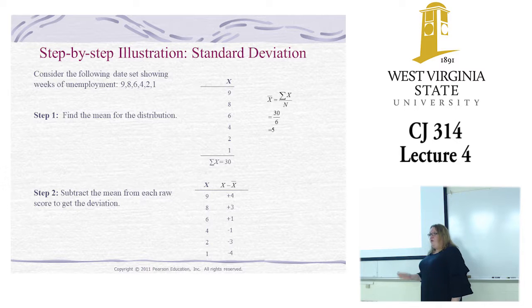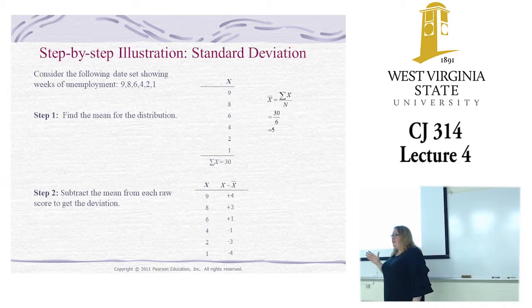So we add all of those up. 30, and we divide by n. What's our n for this data set? How many people did we ask about their weeks of unemployment? 6. So we add everything up to 30, divide by our n, which is 6. 30 by 6 gives us a mean of 5.